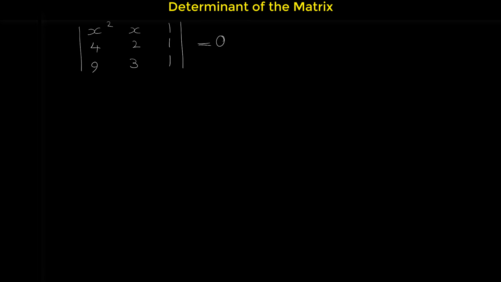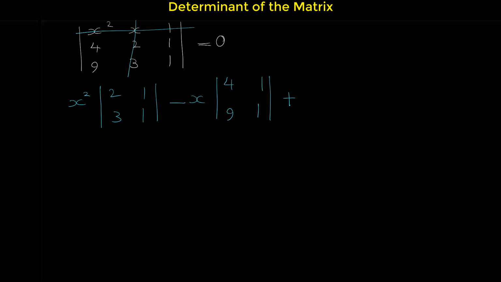If we use the formula that we learned for the determinant of a 3 by 3 matrix, we have x squared times, note that the first element A is x squared, times the determinant of 2, 1, 3, 1, minus, don't forget this minus, x times the determinant of deleting the row and the column of that element. What remains is 4, 1, 9, 1. And finally, plus 1 times the determinant of deleting this row and this column, 4, 2, 9, 3, equals 0.